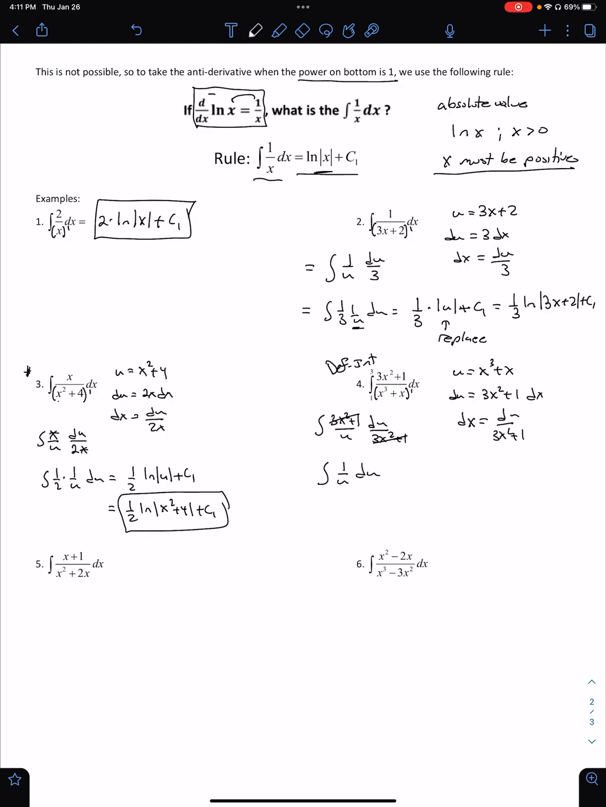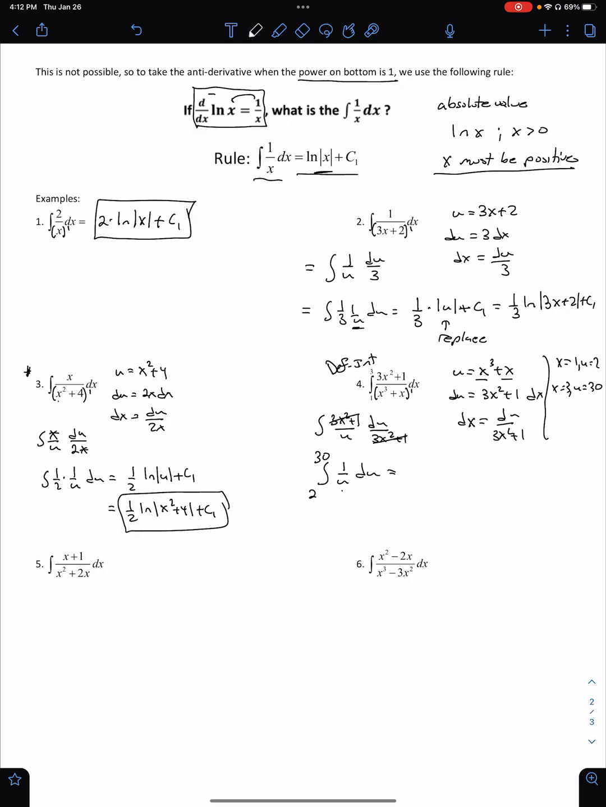Now I'm going to go ahead and change my bounds. I'm going to change my domain here. When x is 1, u is 2. When x is 3, u, well, 3 cubed is 27, plus 3, we get 30. So I'm cubing it, right? And I can get my domain 2 to 30.